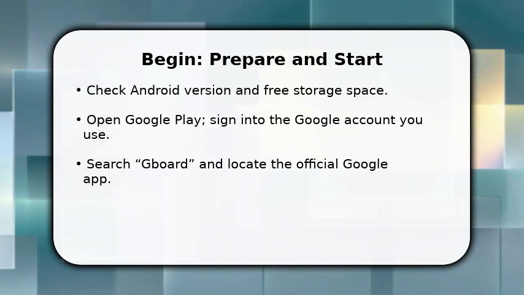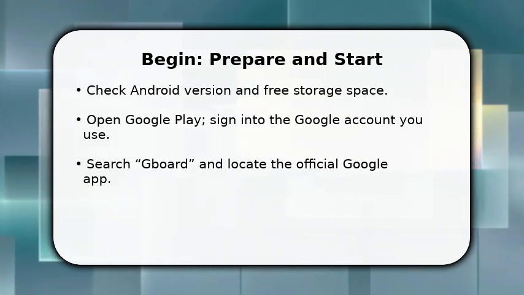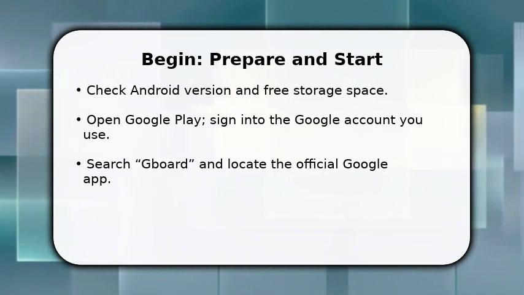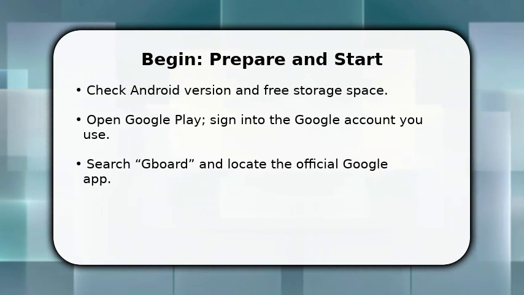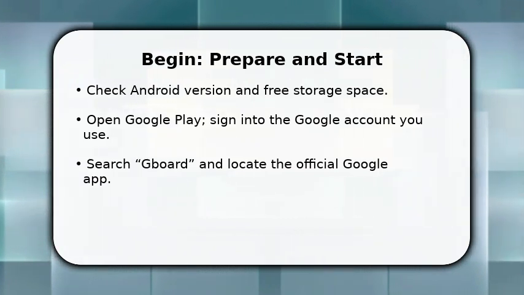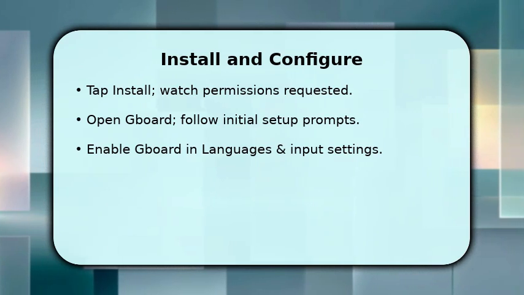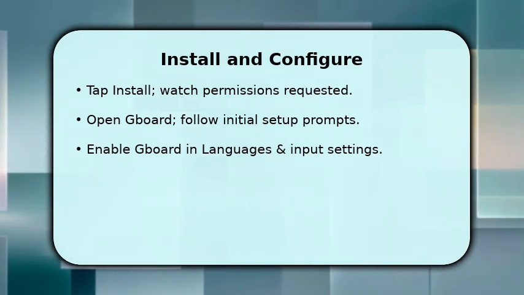This first step gets you into the install flow and prevents downloading the wrong app, which saves time and avoids permission confusion. After tapping install, pay attention to permissions and accept ones that match keyboard needs like storage or microphone if you plan to use voice typing.